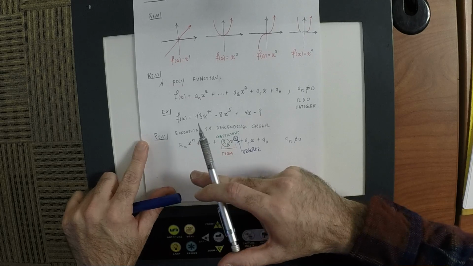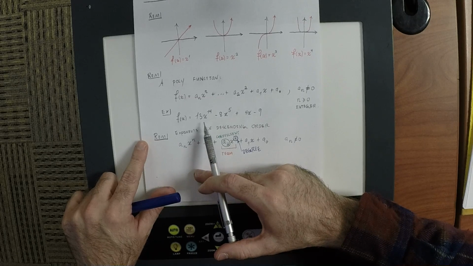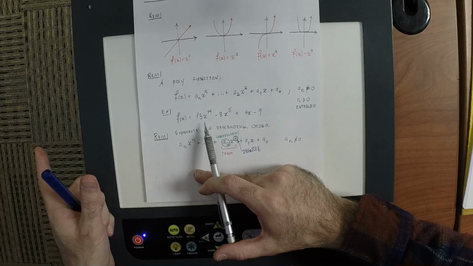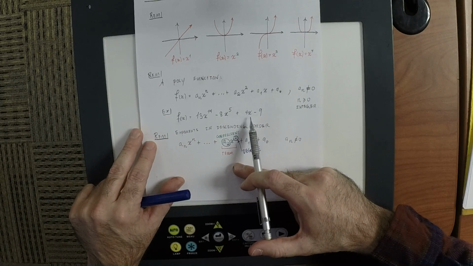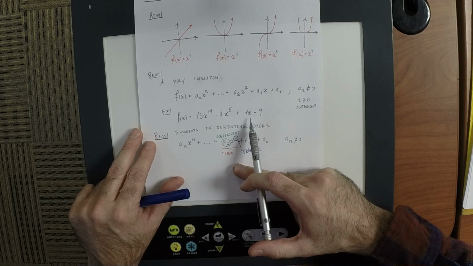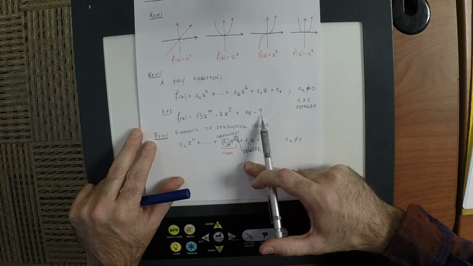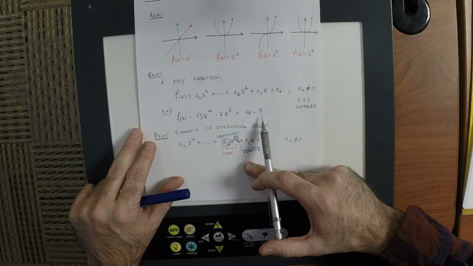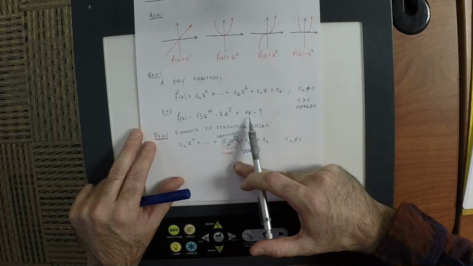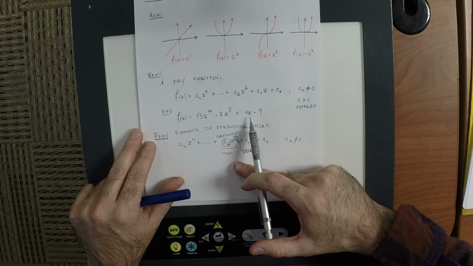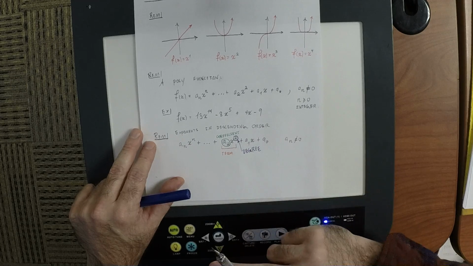5. Good. And then what's this one's coefficient? 13. And what's its degree? 14. What's this one's coefficient? 4. And its degree? 1. What's this one's coefficient? -9. And what's its degree? 0. Right. This is the one with degree 1. And this one is degree 0.